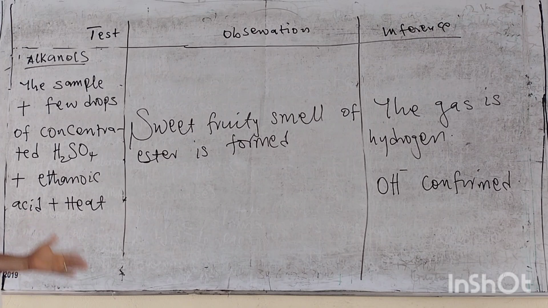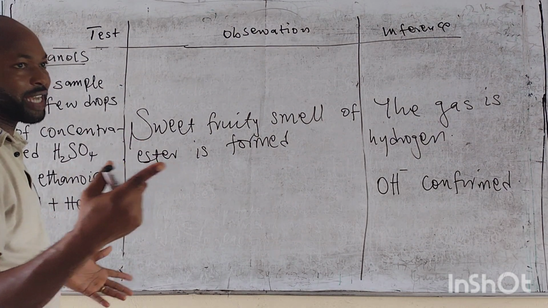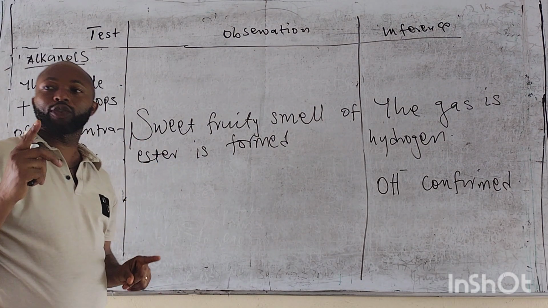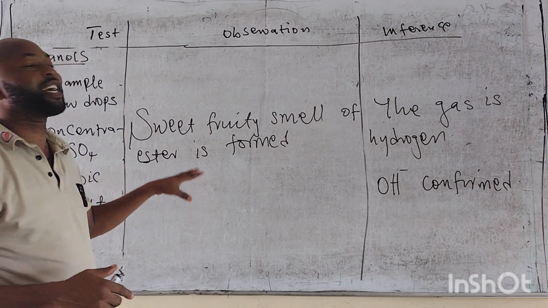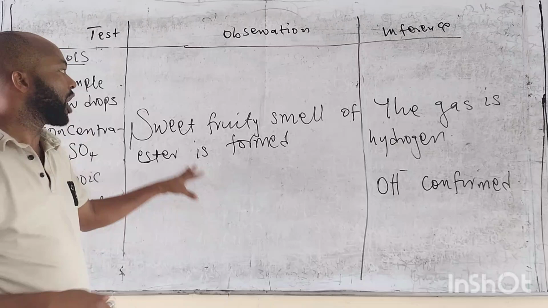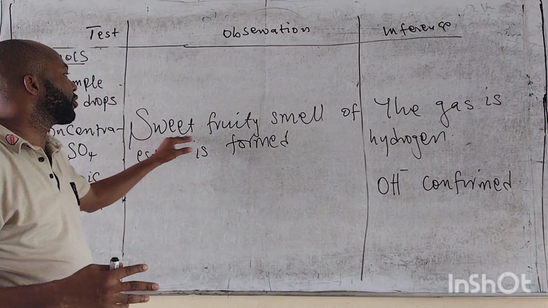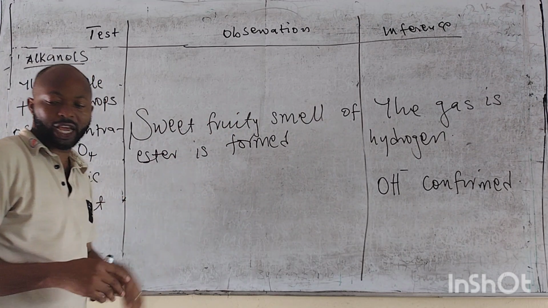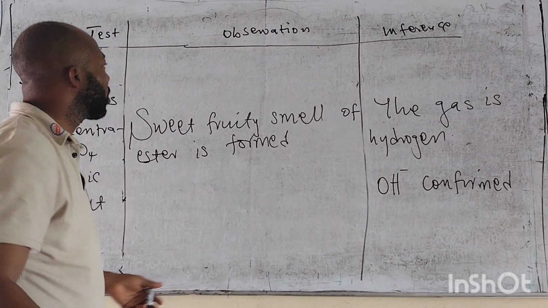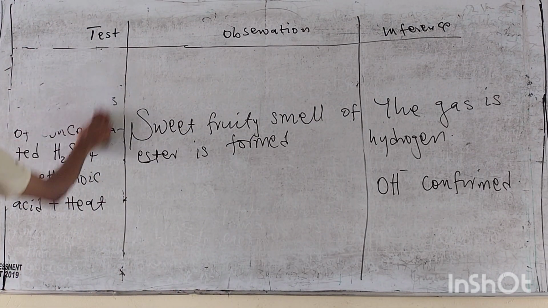Remember our esterification reaction, where we react the alkanols with alkanoic acid in the presence of H2SO4, which acidifies it. In the course of that reaction, we always get esters formed. And since esters are formed in the process, we always have a sweet, fruity smell, which is a characteristic test for esters. So that is for alkanols. Let us move further to another functional group.